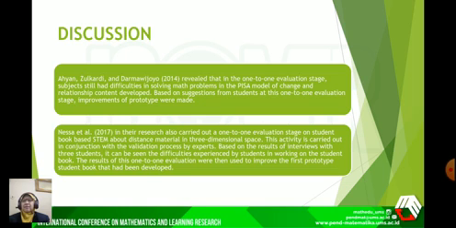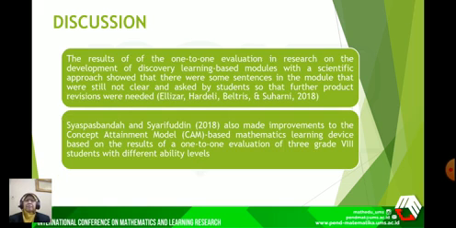Nisa et al. also carried out a one-to-one evaluation stage on a STEM-based student book about distance material in three-dimensional space. This activity was carried out in conjunction with the validation process by experts. Based on the result of interviews with 3 students, the difficulties experienced by students in working on the student book could be seen. The result of this one-to-one evaluation was then used to improve the first prototype of the student book that had been developed.